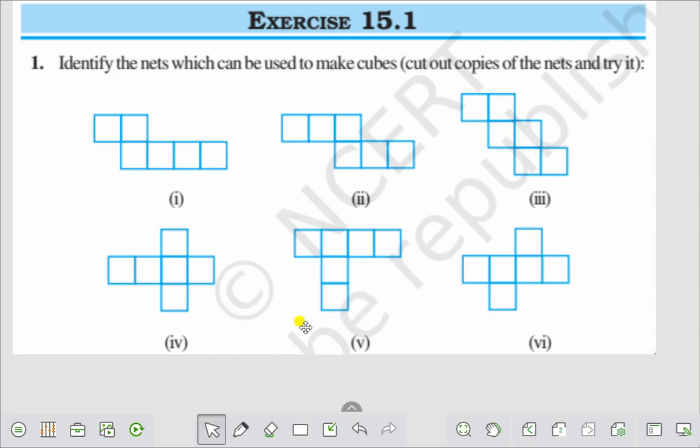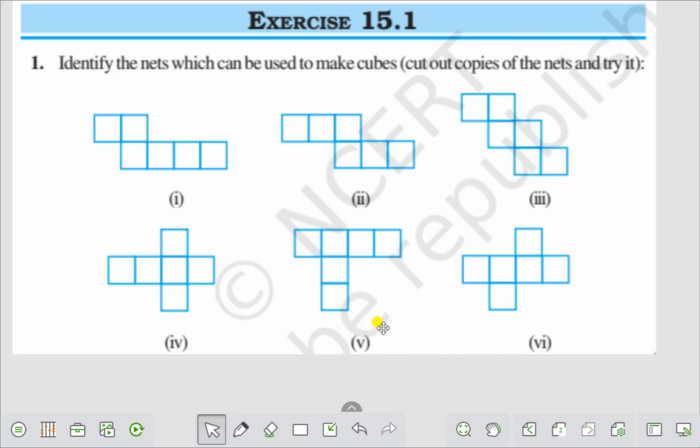If we try for example 4, that is this one, it can be folded here upward. Yes, with this, question number 4, you can make a net.